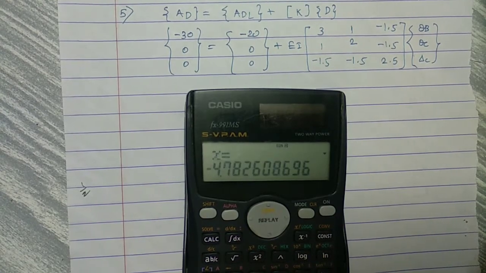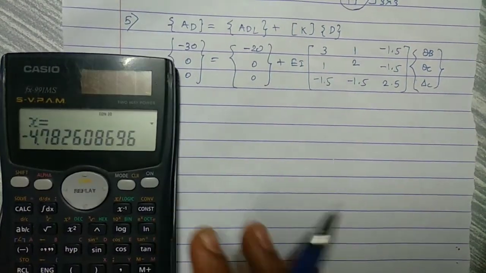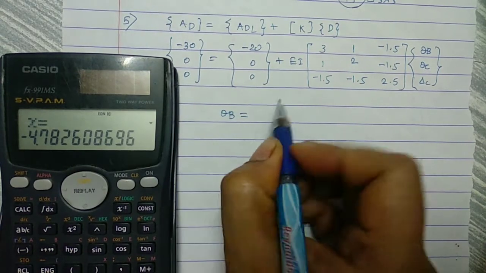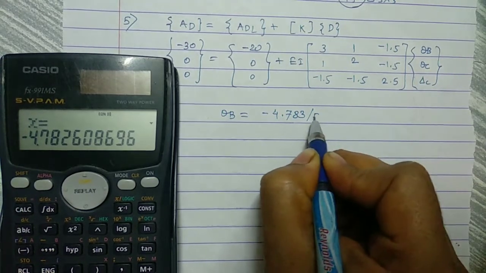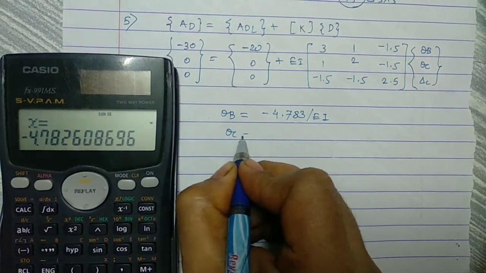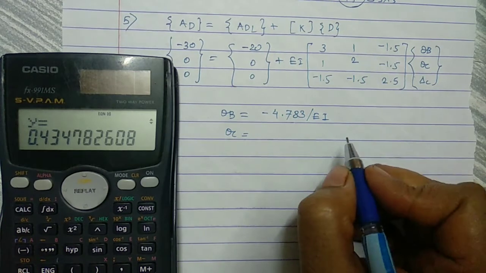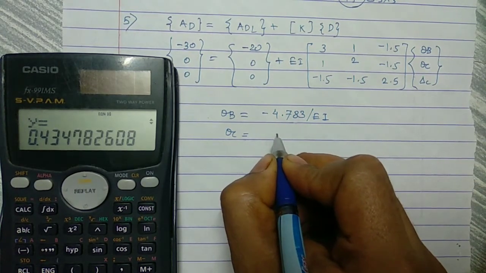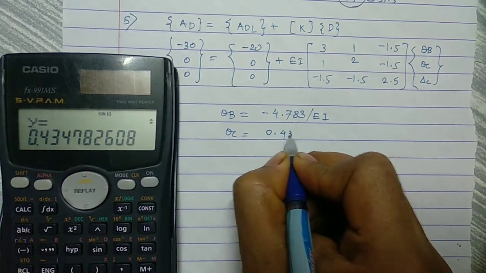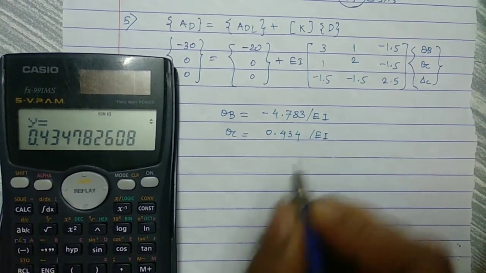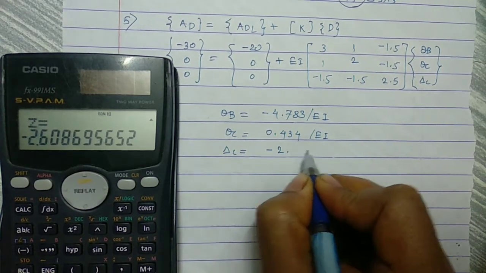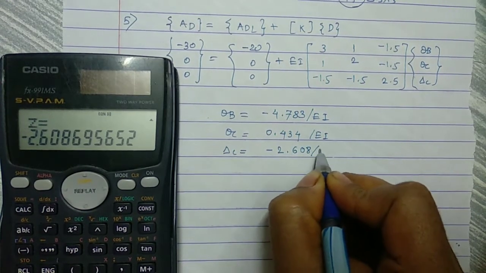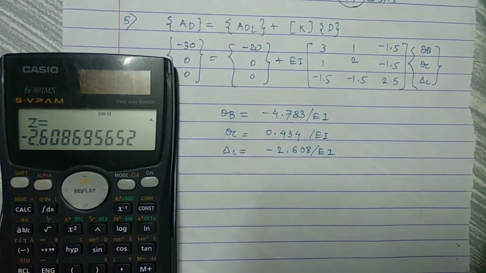Okay, so here are the answers. Theta b equals minus 4.783 upon EI. Theta c equals minus 0.434 upon EI, and last, delta c equals minus 2.608 upon EI. Okay, so here are the answers. Thank you.